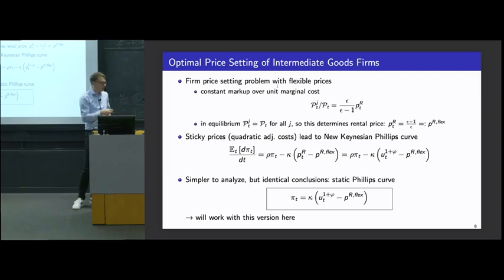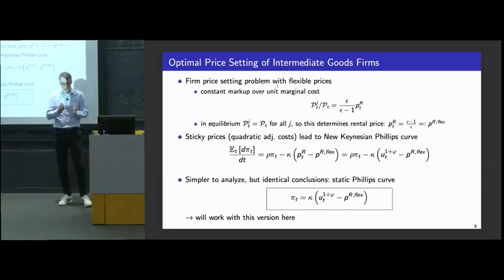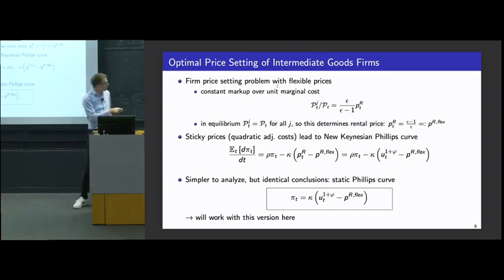And this kappa depends on a bunch of parameters. It's often called the Phillips curve slope. I'll just work with this kappa for now. Okay? And then you do some algebra using market clearing and household choices, and you will see this rental price is going to be related to the utilization rate in equilibrium. Okay? So it's basically just an increasing function of the utilization rate.